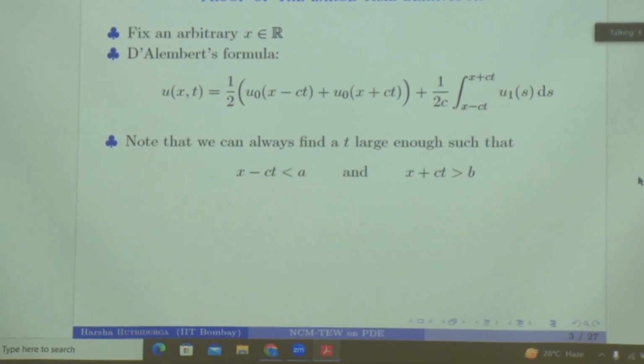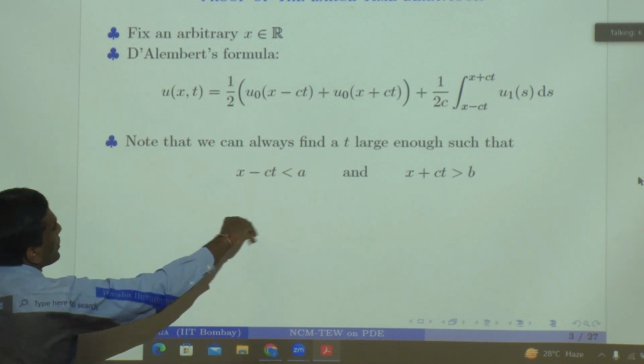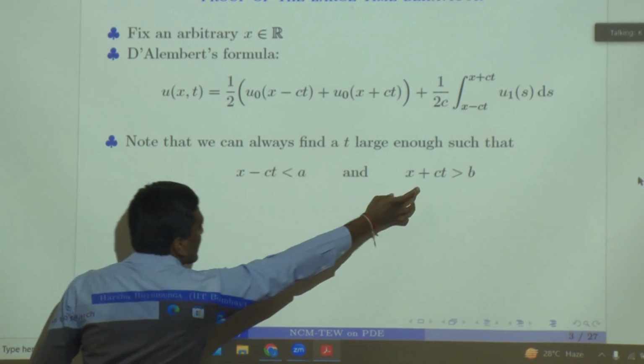But if you have got this interval, let's say, this is x minus ct, sorry, and this is x plus ct, now you have got this interval x minus ct to x plus ct in which you are integrating u1. But if your u1 is non-zero only in this interval, that integral is essentially the integral from a to b. So that's the only observation here. For any fixed x, you can pick a t large enough such that these two things happen.